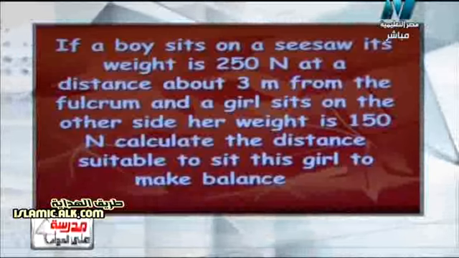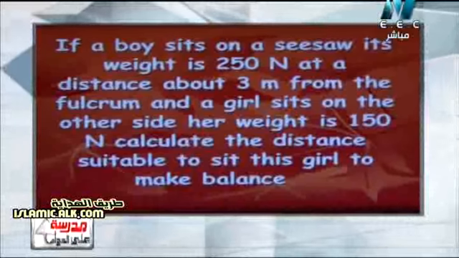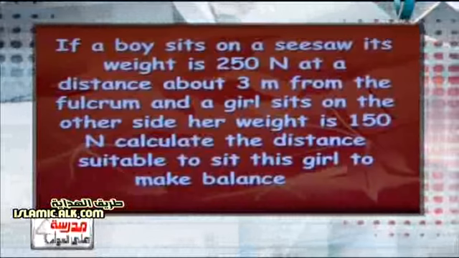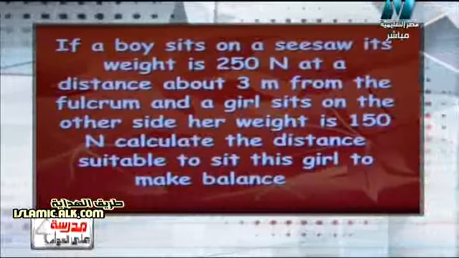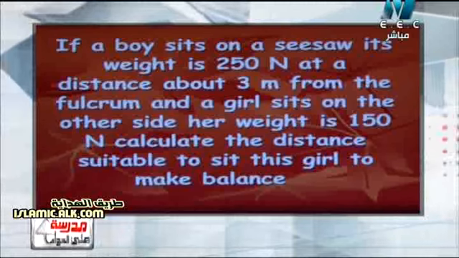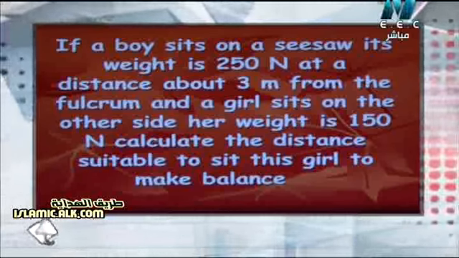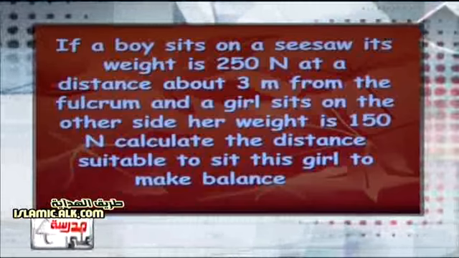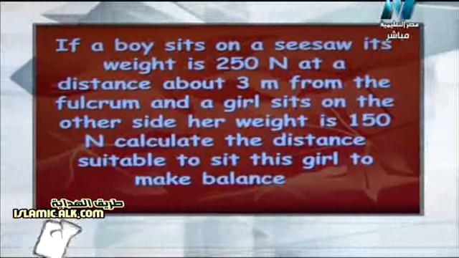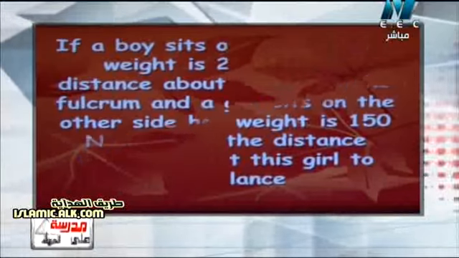Let's see together what the question says. If a boy sits on a seesaw, its weight is 250 Newton and at a distance of 3 meters from the fulcrum, and the girl sits on the other side. Her weight is 150 Newton. Calculate the distance at which this girl must sit to make the balance. So now let's see the answer.